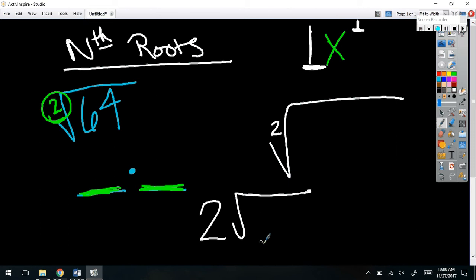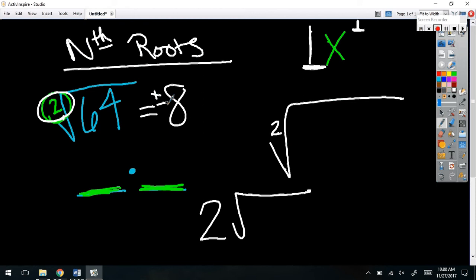Now it's not the same as this. This is 2 times the square root. This is just saying the second root of. So it's saying what times itself twice gives you 64, and y'all said it was 8, and you actually said plus or minus 8, which is perfect.